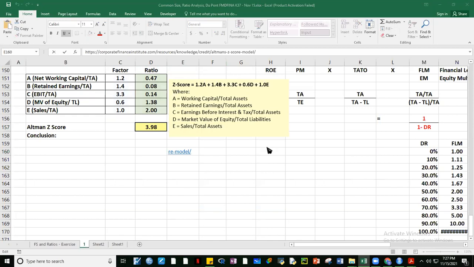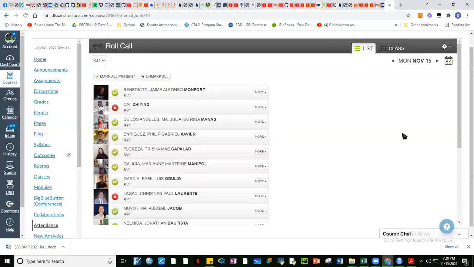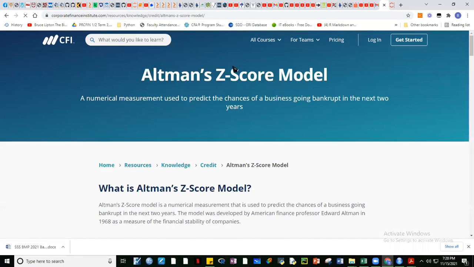Okay, so this is from the Corporate Finance Institute. Let me just open it, guys, here it is. So what does this give us? This site explains and summarizes the Altman Z. There are many other sites on the Altman Z, guys.